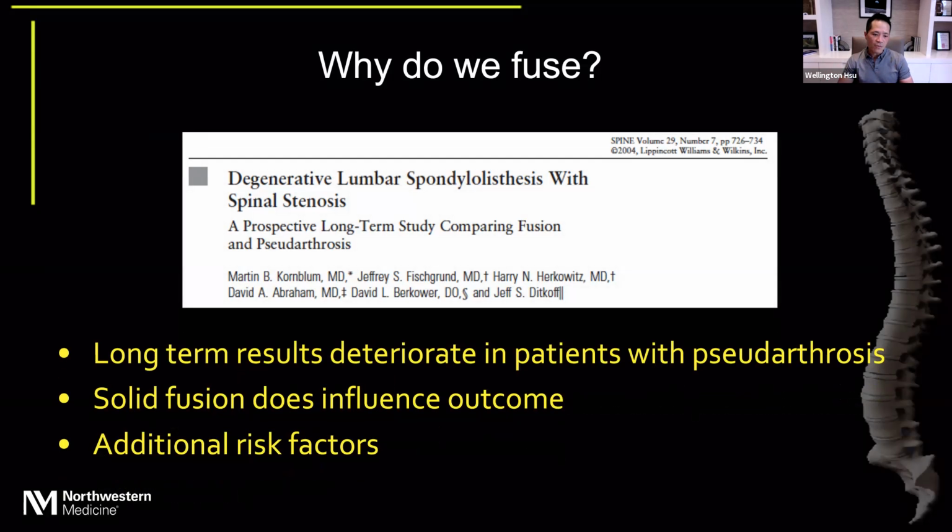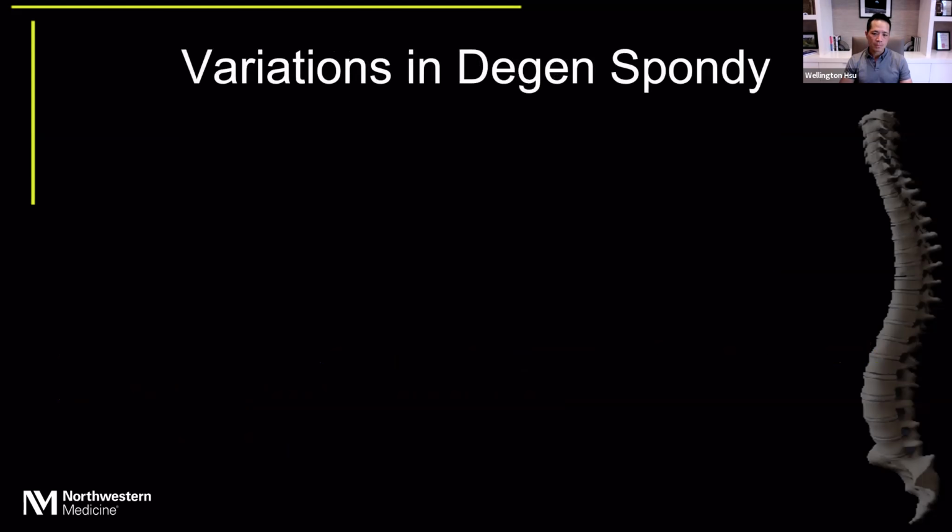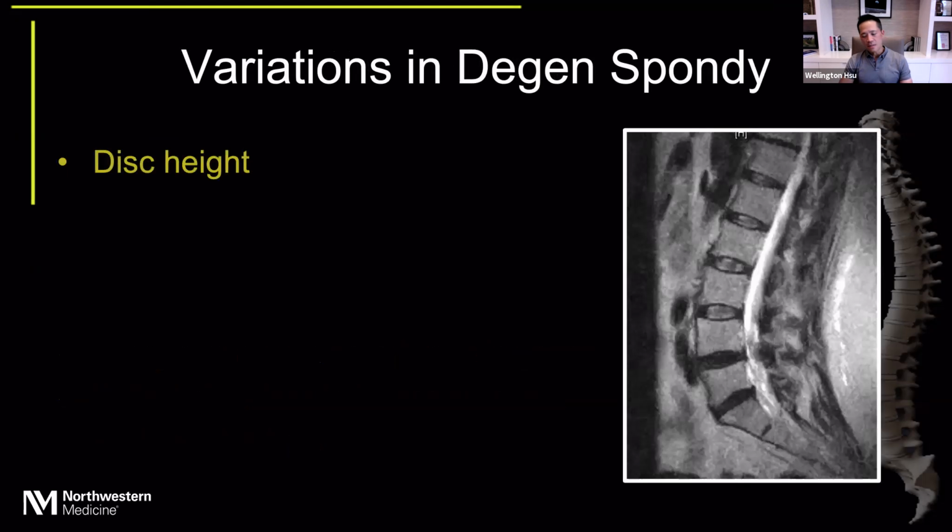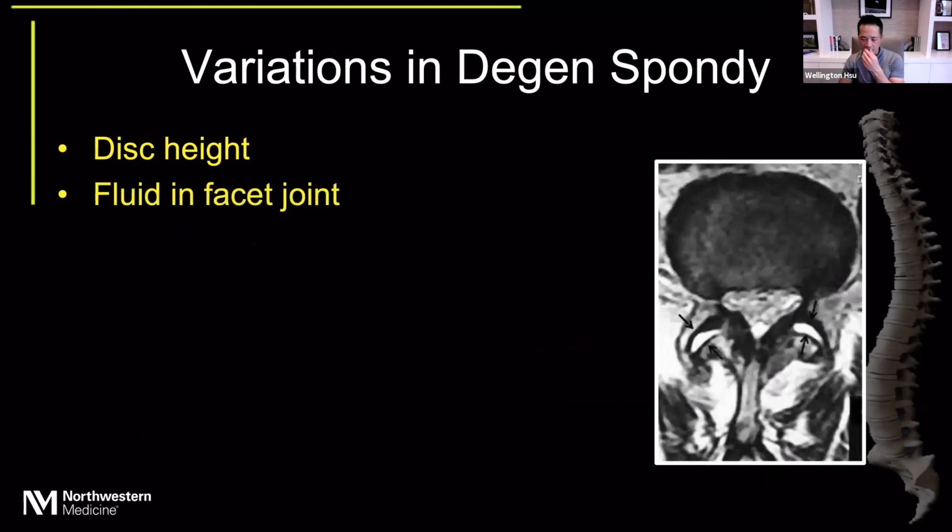So we do fusions because we want to reduce osteoarthrosis. We think that solid fusion does influence outcome, especially in patients who are younger, because the ability to have osteoarthrosis become symptomatic is an issue when there is a lot more time after surgery. And then finally, additional risk factors for fusion also come into play. There are variations in degen spondy, including disc height. So somebody with a very tall disc may not benefit as much from an indirect decompression. We've talked about that in conference.